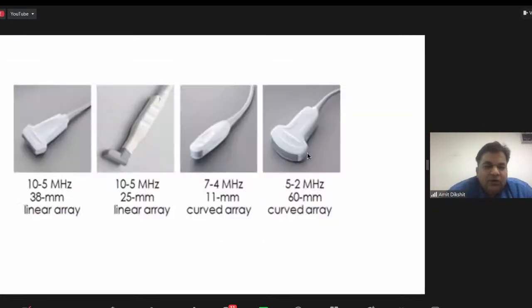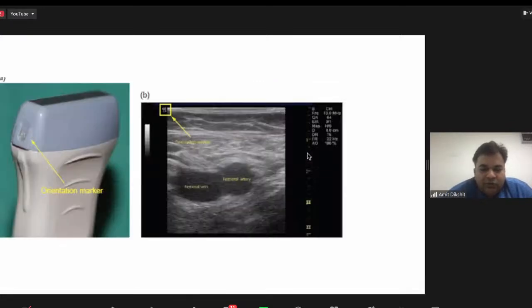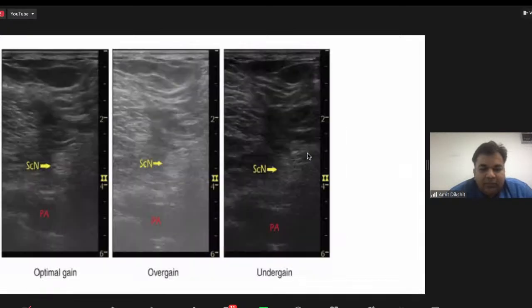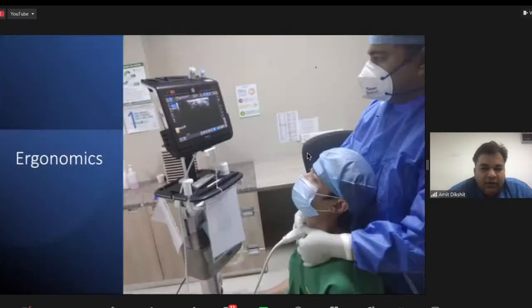Different probes. It depends on which airway you are assessing. By and large, we require a smaller footprint because of the airway, and we use a linear probe as well as a curvilinear probe. Curvilinear probe we use for tongue thickness and hyomental distance ratio for assessing neck mobility. Otherwise, most of the time the work is done with a linear probe. We need to know where the orientation marker, the gain, and the depth are. I'm not going into those details.